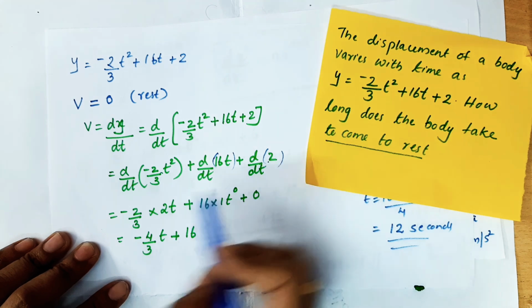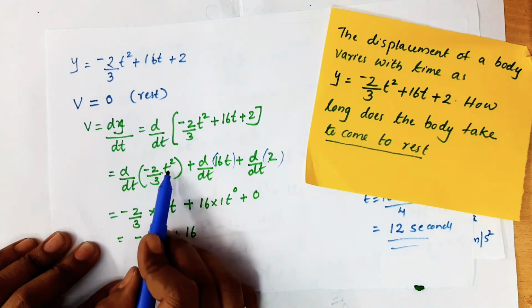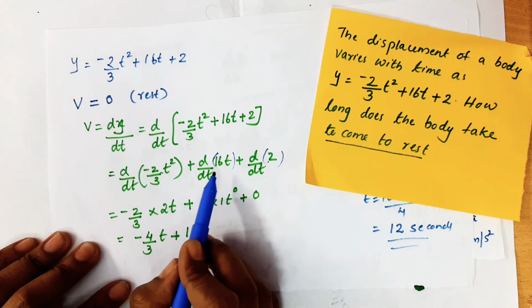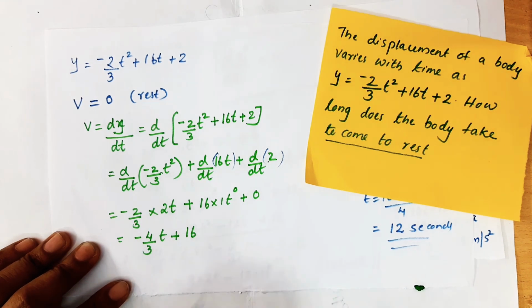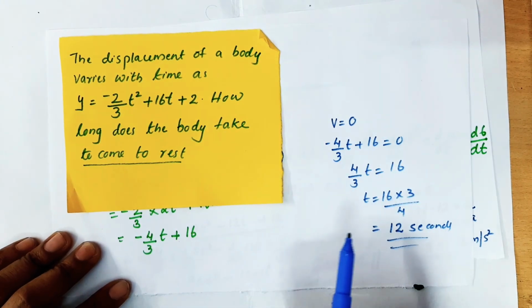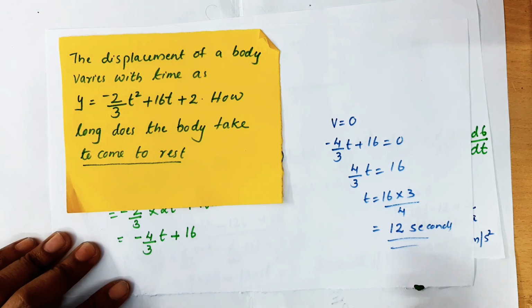Okay. After that, minus 2 by 3 is constant, t square differential 2t. 16 into 1t power 0 plus 0. Minus 4 by 3t plus 16. So I can write v equals 0. So t I got 12 seconds.